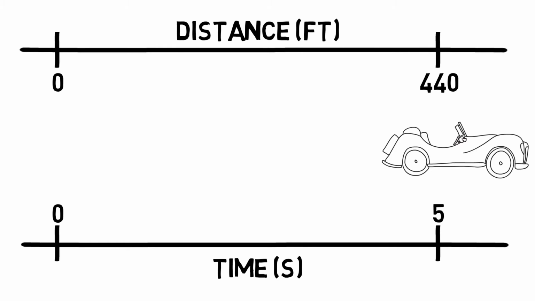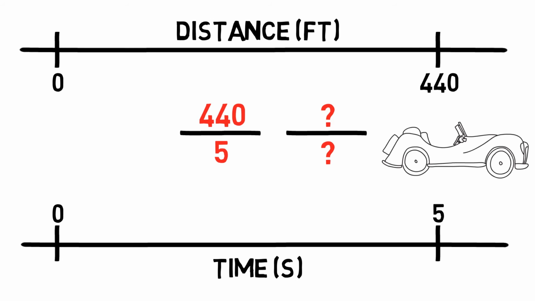You probably figured out that knowing the time wasn't enough. And just knowing how far the car went, its distance, isn't enough either. To talk about the speed of the car, we need both distance and time in a ratio. This ratio, 440 feet in 5 seconds, is a special kind of ratio called a rate.